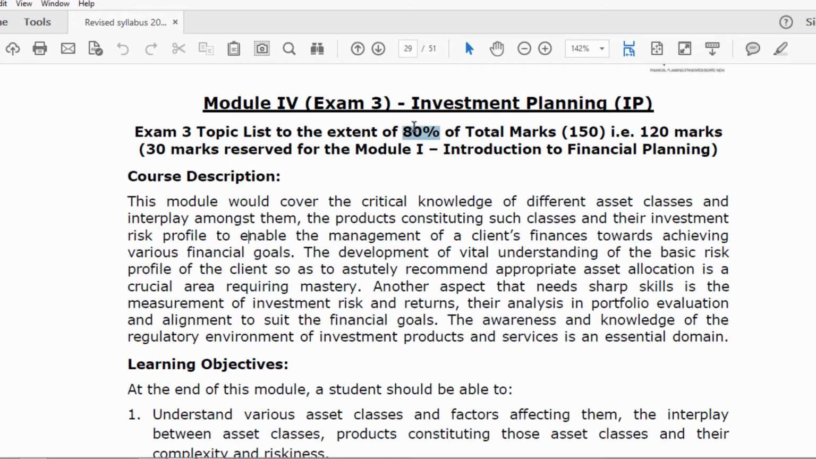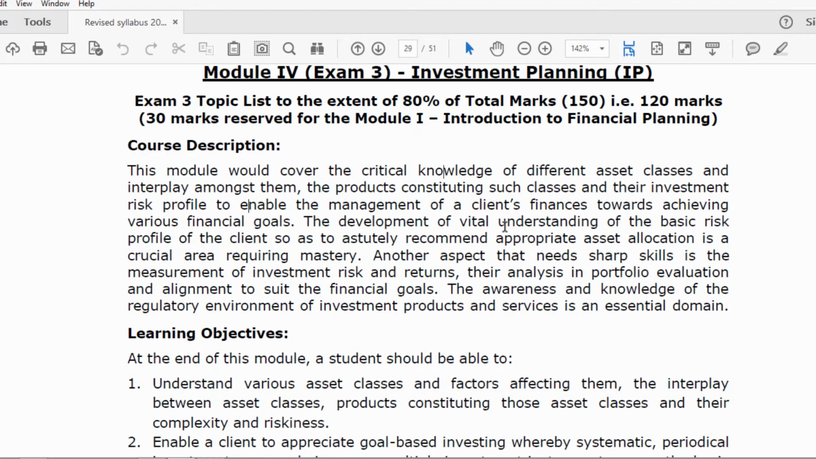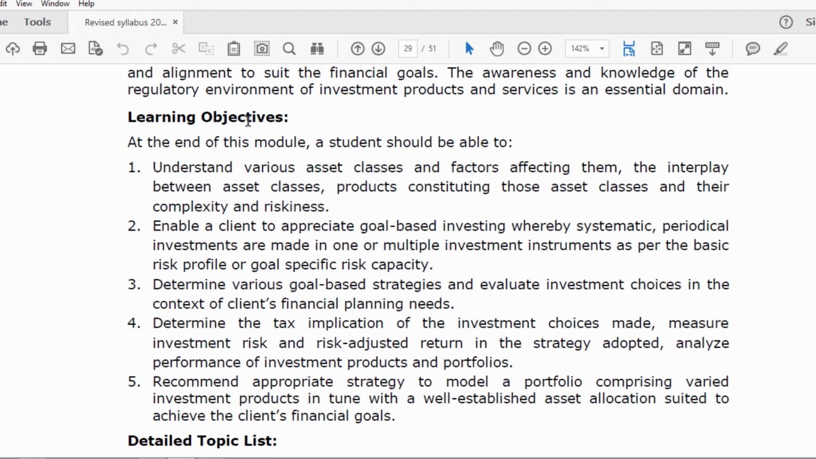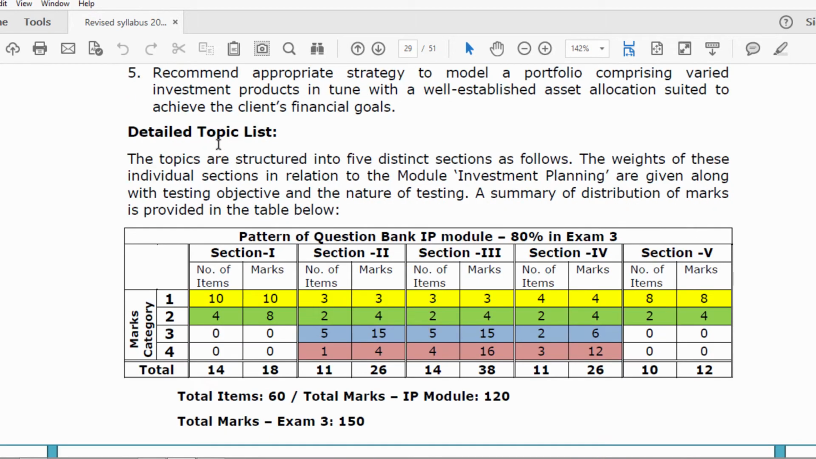This is the module, and as we know, 80% of the weight comes from investment planning and the remaining 20% comes from introduction to financial planning, which I've been highlighting for a fairly long period of time. I am asking all of you to read it, because in the video I cannot read such long statements. Learning objectives are equally important, because they set the theme of the subject. Now this is where I'll highlight essentially.